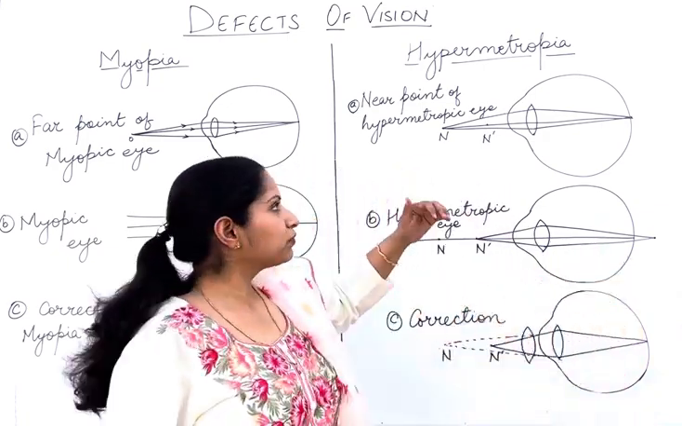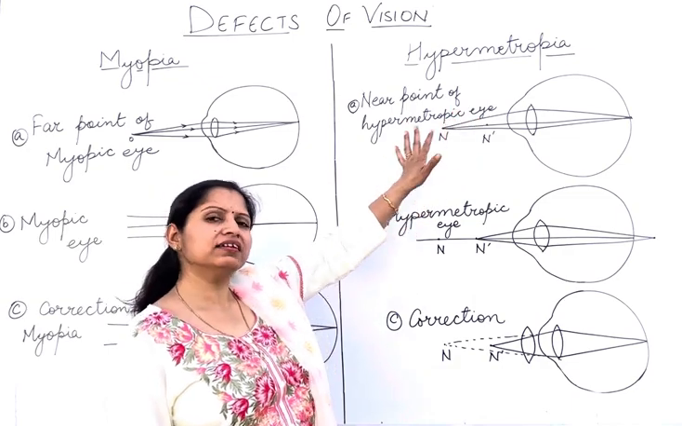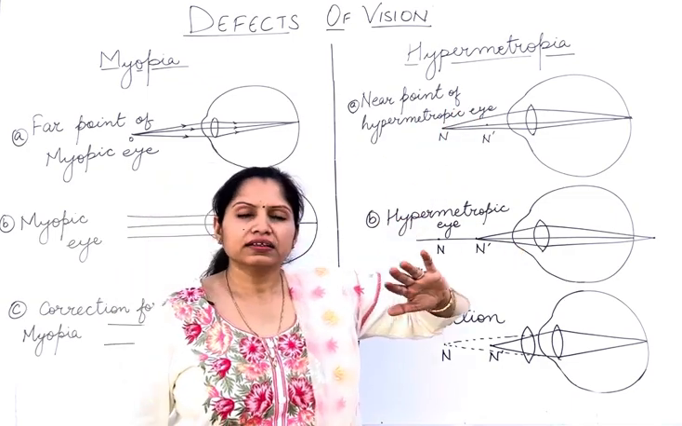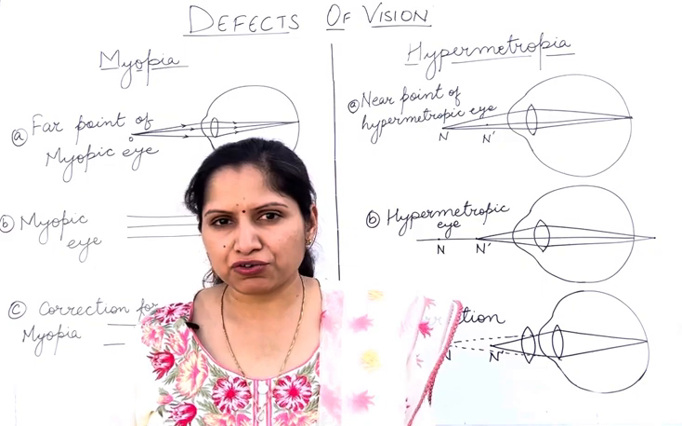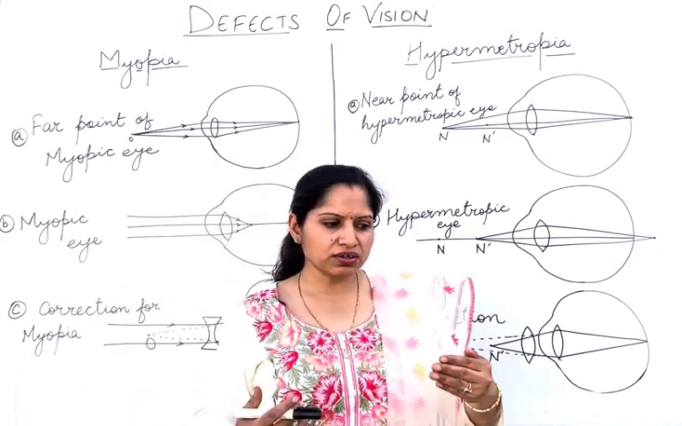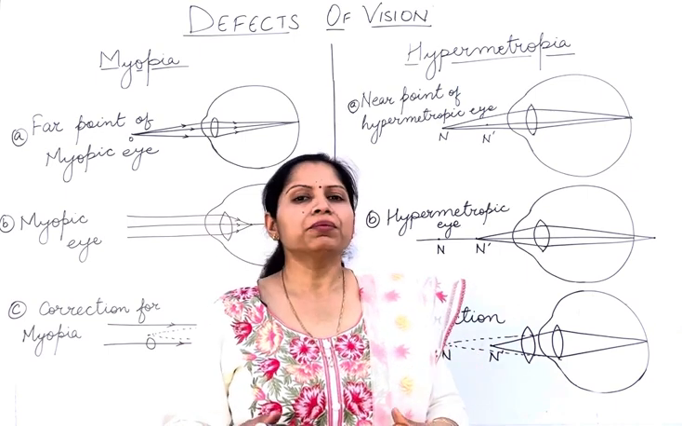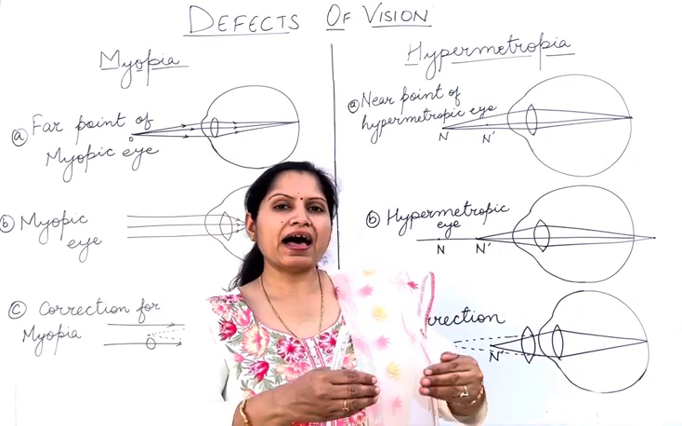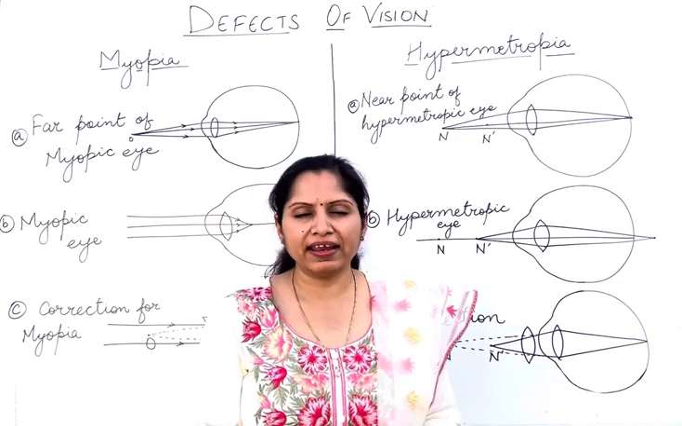Fine. Now, coming to hypermetropia. It is another eye defect, just opposite of that. This eye defect is hypermetropia, also known as far-sightedness. It means the person is not able to see nearby objects, but is able to see if the object is kept at a great distance.